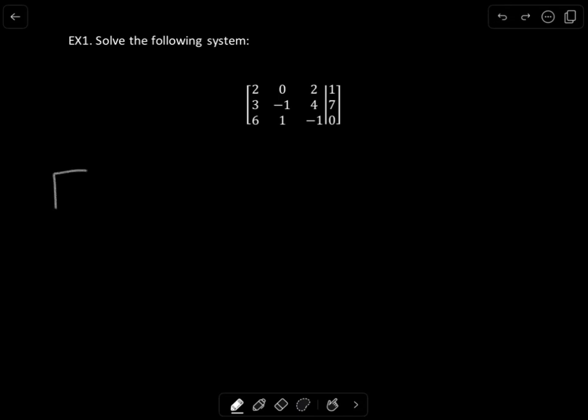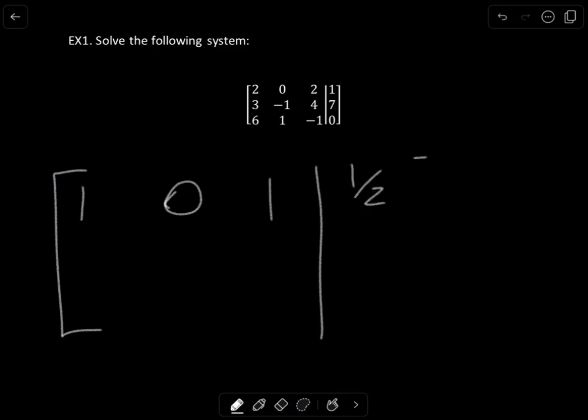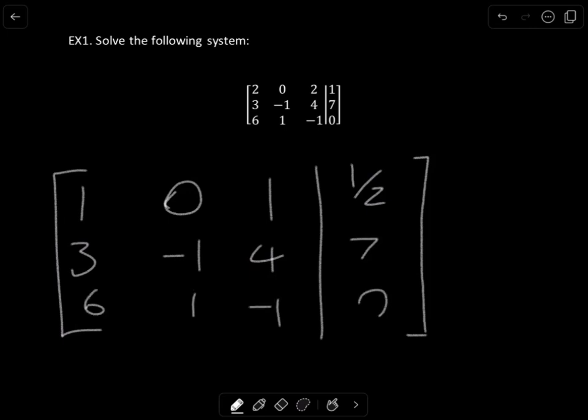sorry. So the new augmented matrix is going to be 1, 0, 1. I'm dividing this first row by 2, and then there's my vertical line, and I'll get a half. You can write it as decimals or fractions. I prefer decimals, but for this example, we'll use fractions. And then I'll leave the other rows as is. And that's how we get a leading one in the first row. Great, we're off to a great start.